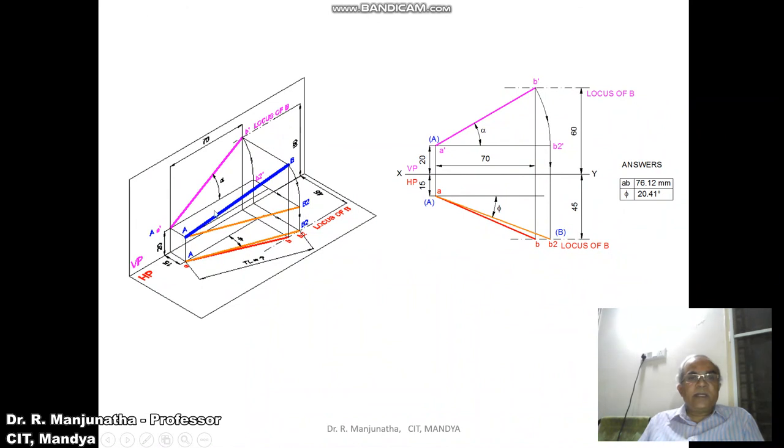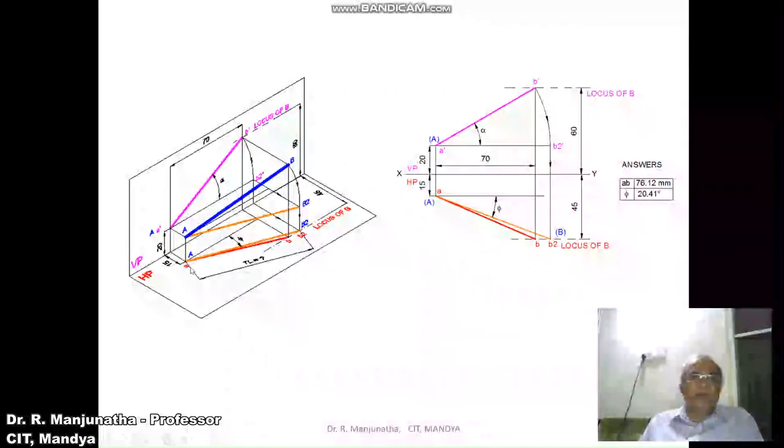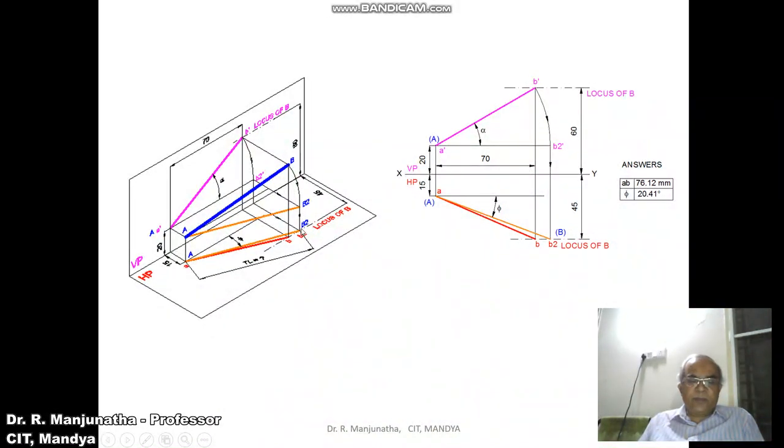With A as center taking the radius of AB, rotate that point B such that B is also above HP by 20 mm. So this is the new position of the point B2. When it is projected, AB2 will be the line which is the true length. So this is how we can analyze it stepwise.